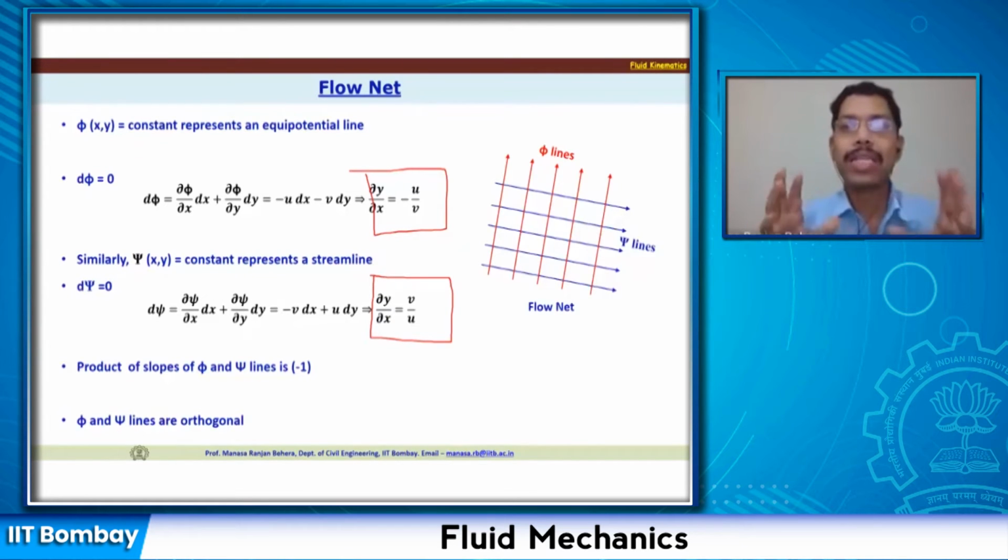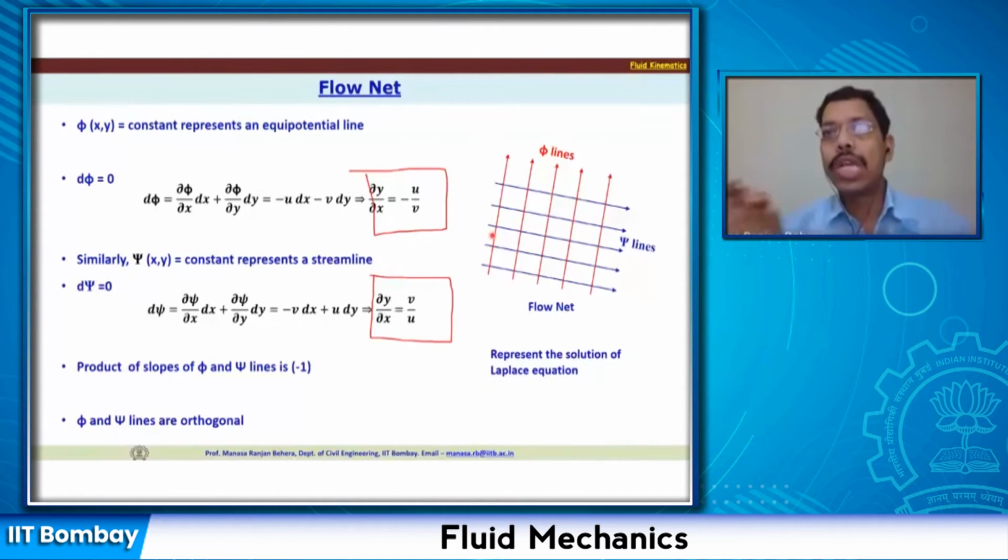So typically, this is how it will look. I have shown you straight lines, but not necessarily will it be straight lines. It could be a curved line also. So you have the psi lines here, and the phi lines are going to be perpendicular to that. And this represents your solution of the Laplace equation. So a flow net, which is a combination of phi and psi lines, is nothing but a solution of the Laplace equation for a particular problem.